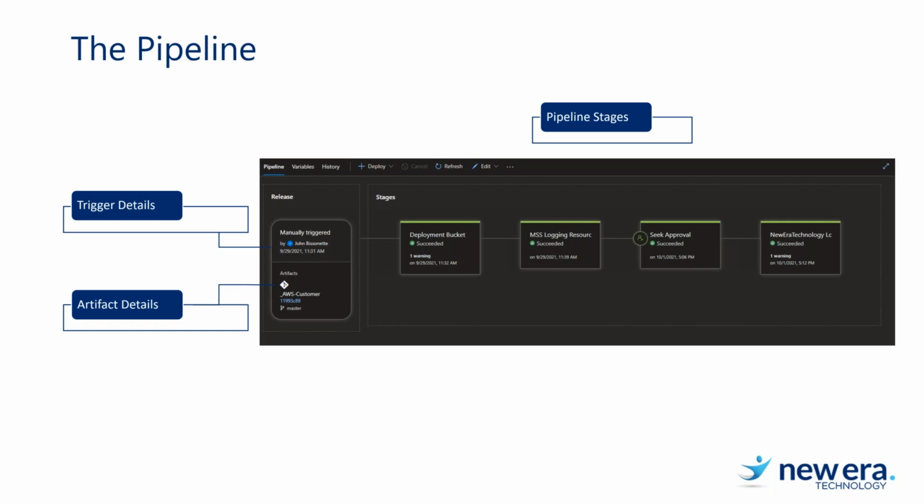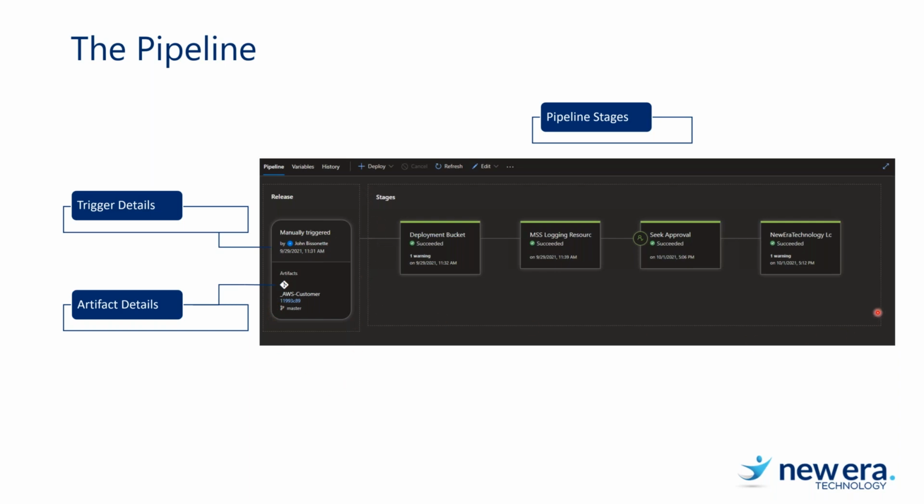So this is an example of a CI/CD pipeline with Microsoft Azure DevOps. You can see right here, this would be the trigger details. We can see that this particular run was manually triggered by myself. We have our artifact details. So this is a Git repository called AWS Customer. We can see right here, this is the commit hash, the actual commit that triggered this particular deployment, and we see that it's tracked off of the master branch.